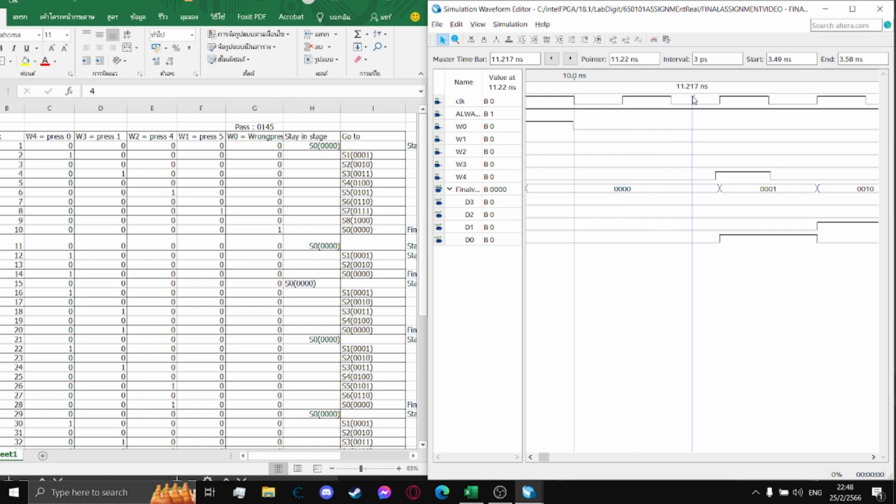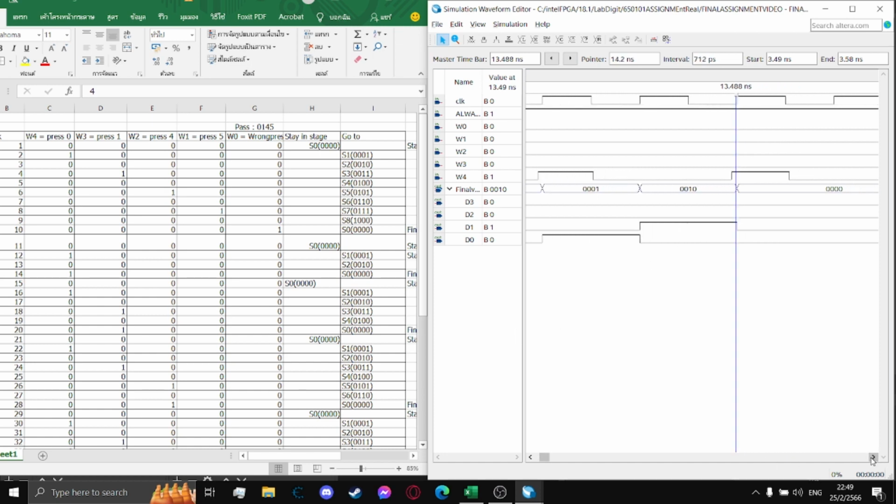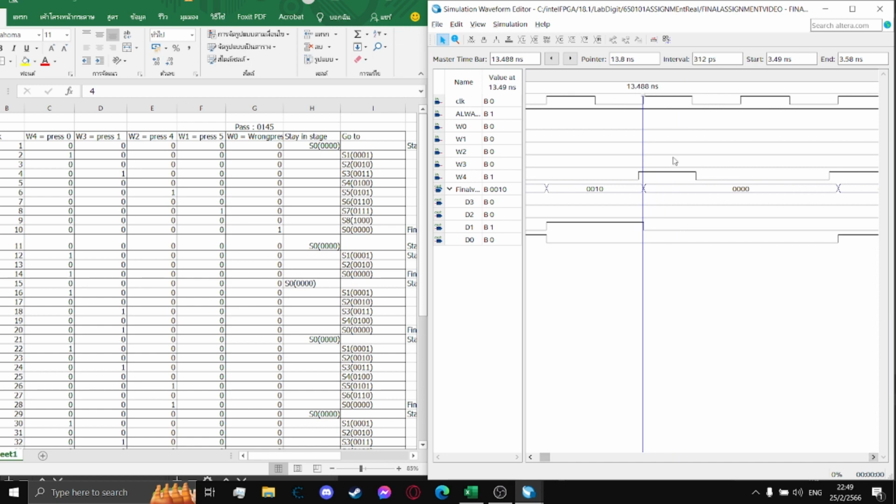Clock 11. This is clock 11. Clock 12. Clock 13. Clock 14. Clock 14 that we want to, in the wrong case, then they will reset and the result is 0 0 0.